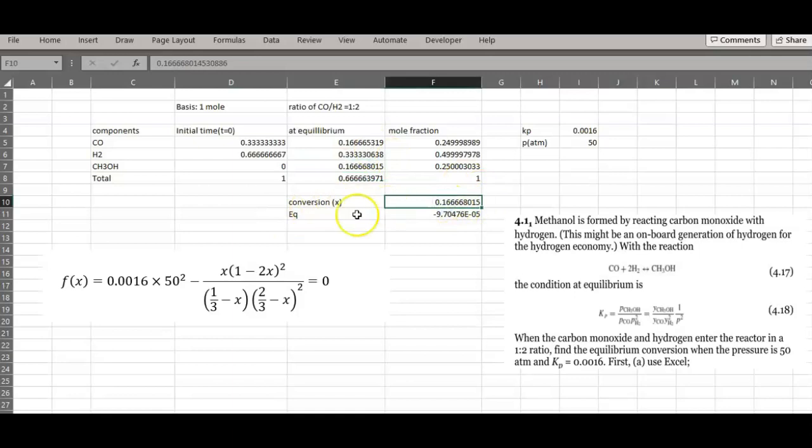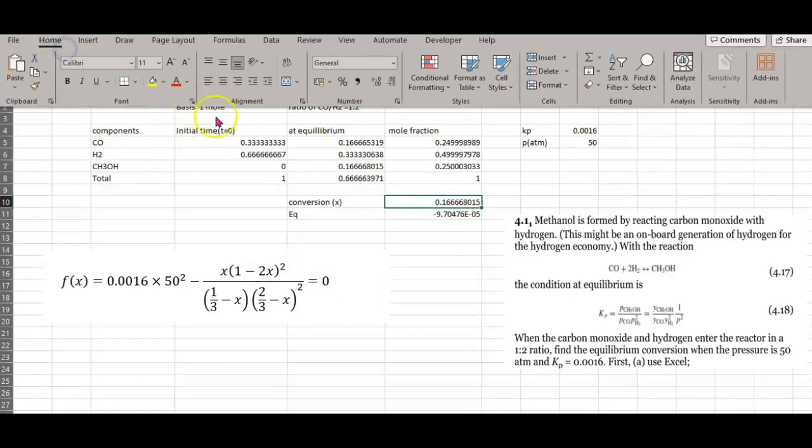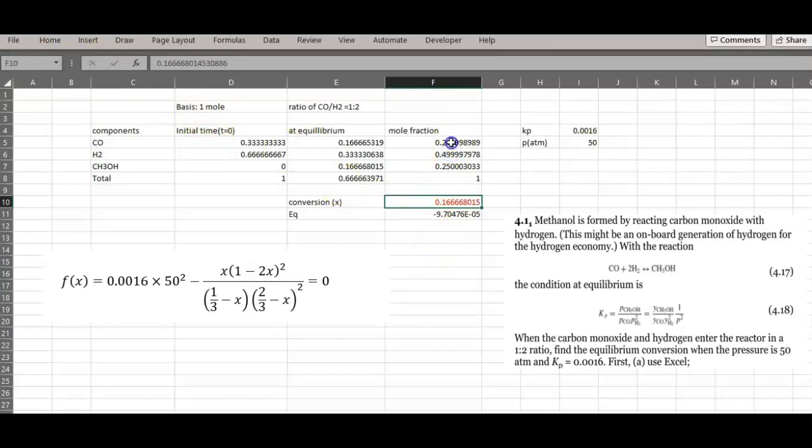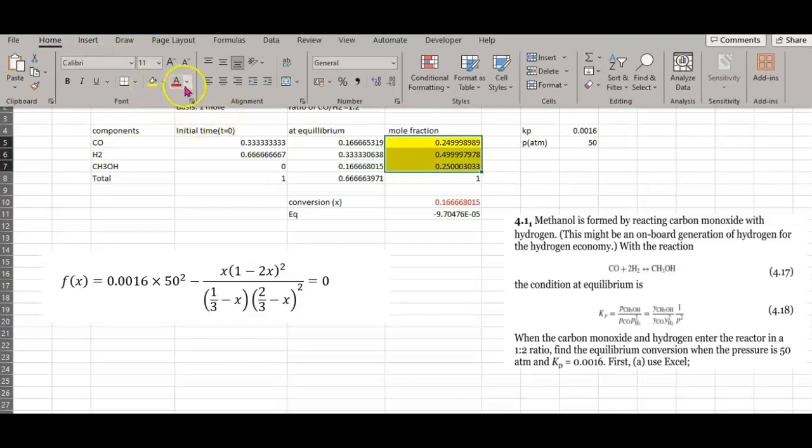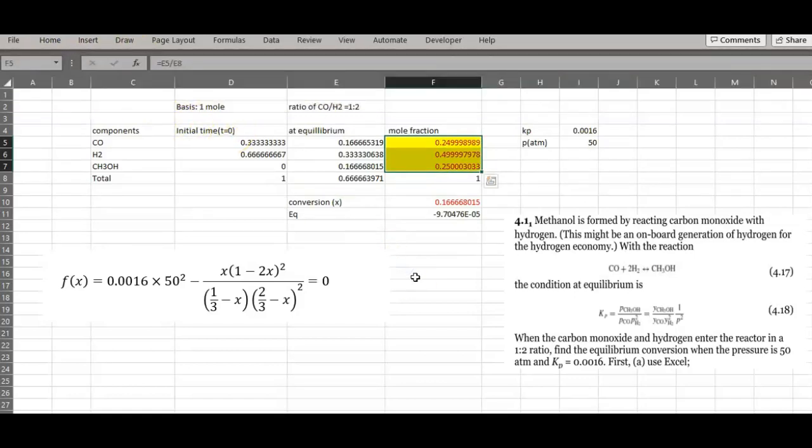So now we have the equilibrium conversion. It is about 0.1668, that much carbon monoxide is converted, and we got the mole fraction of all these components. So that's it. This is the answer, and these are the mole fractions of all the components. Thank you. I hope you understood how to solve this using Excel. First we have to formulate the equation, and then we do Goal Seek and get the conversion.